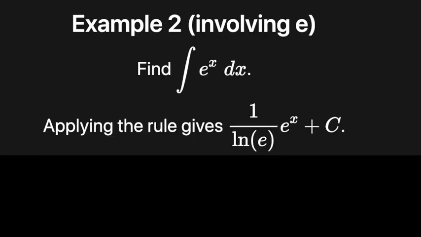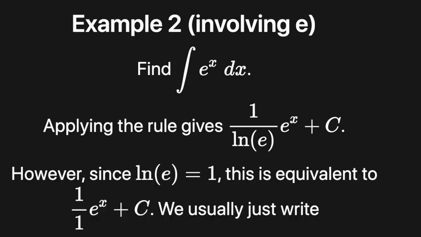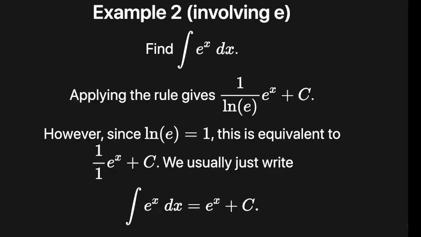A second example is a special case that deserves special consideration. What is the indefinite integral of e raised to the x? Applying the rule gives 1 over natural log of e times e to the x. You won't usually see it written that way, however. Natural log of e is equal to 1, so this could be 1 over 1 times e to the x, or just e to the x.